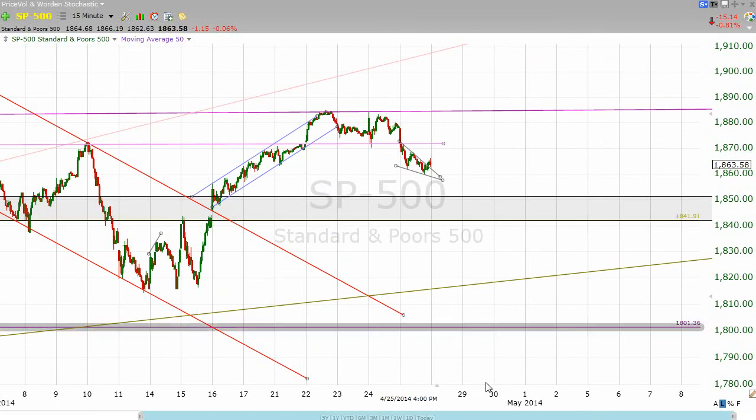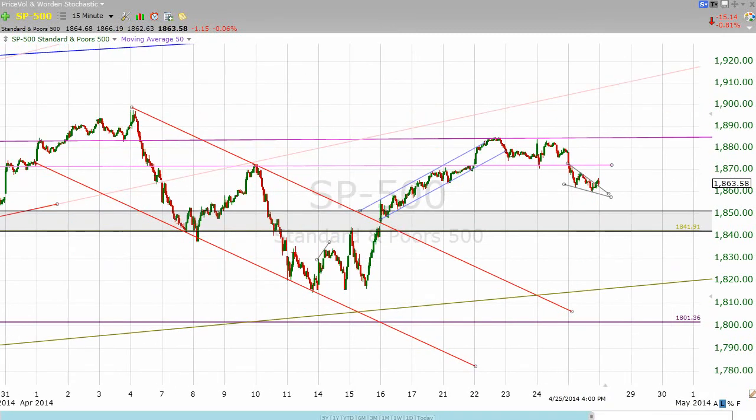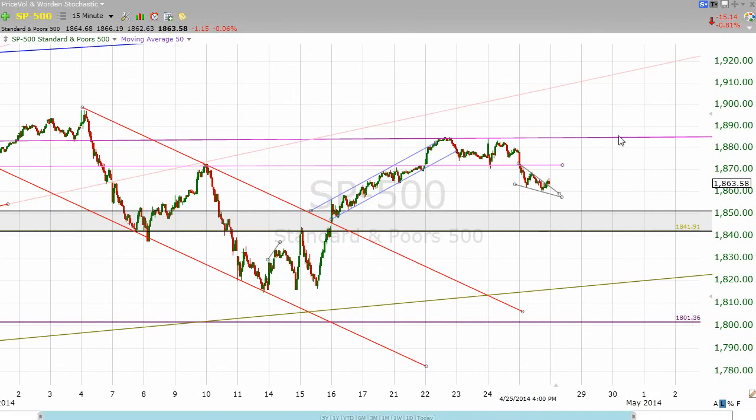With another leg up, we could see that move take place, and we could make that 1958 target by the latter part of May. So let's just keep our fingers crossed, see what we get going forward.